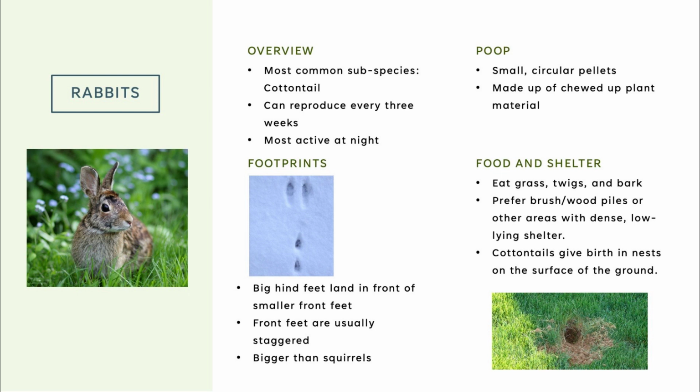They have big hind feet that land in front of their smaller feet, just like squirrels. But what's different is that their front feet are usually staggered, meaning that they're not next to each other, just like in this photo here. Their tracks are also bigger than squirrels. Their scat looks like marbles, small circular pellets.